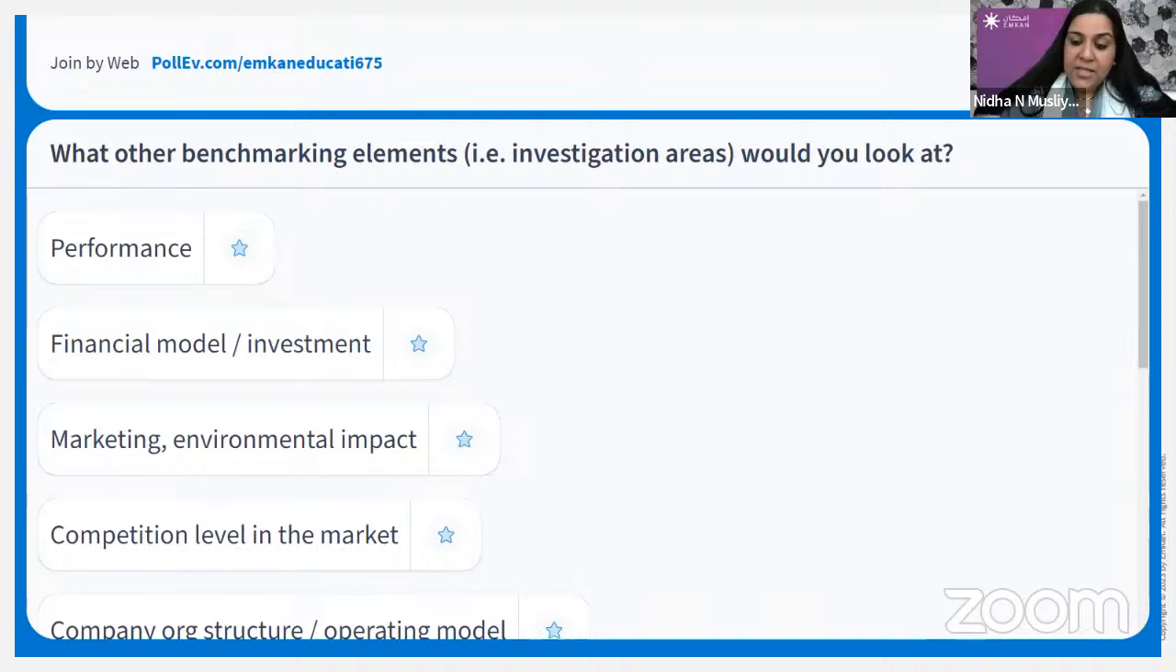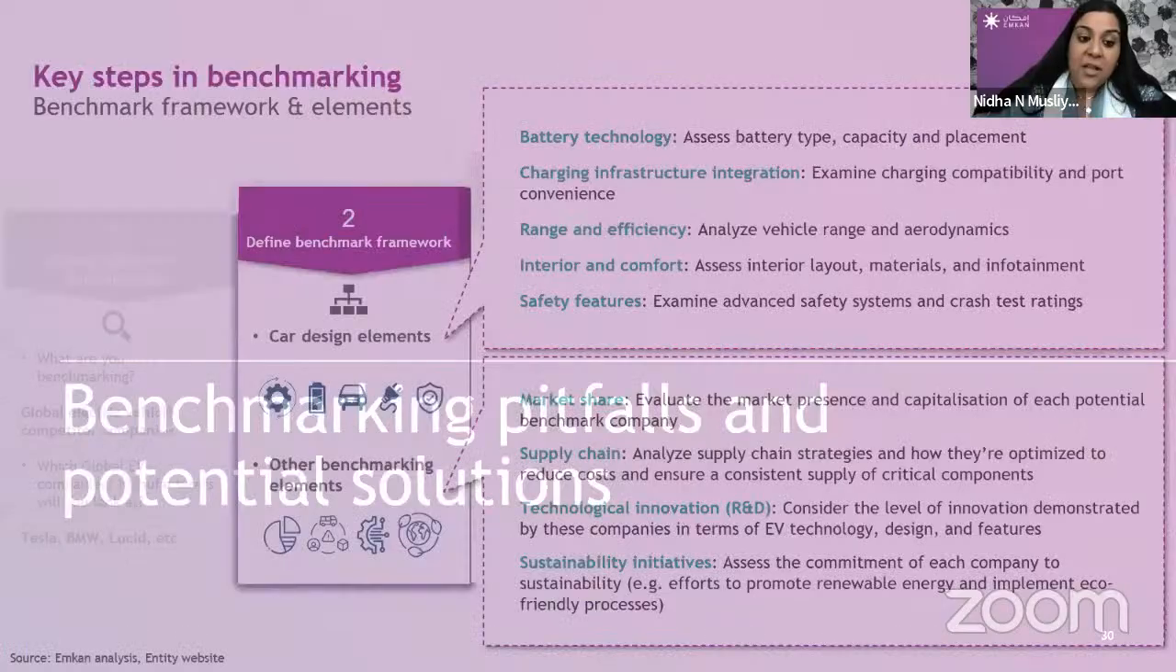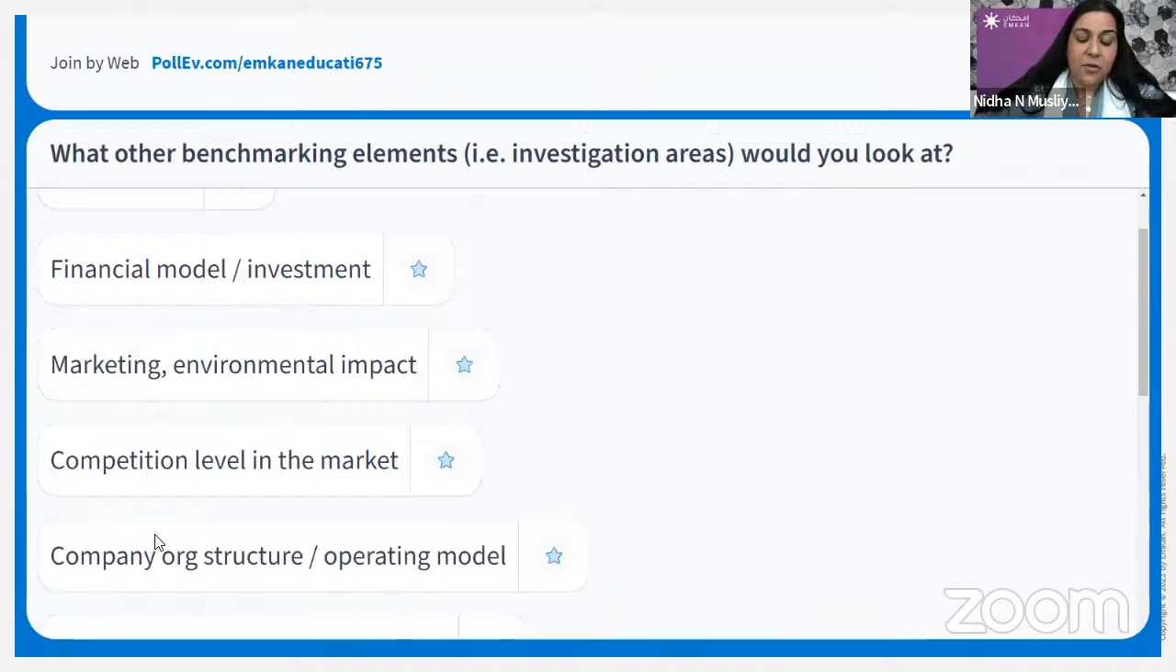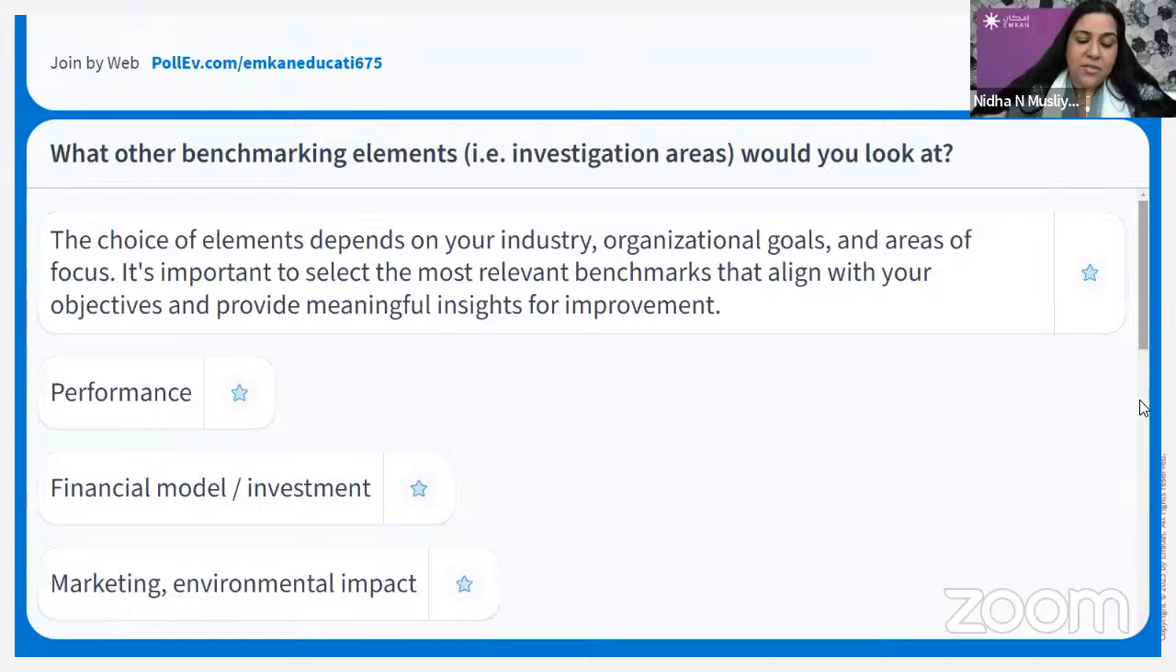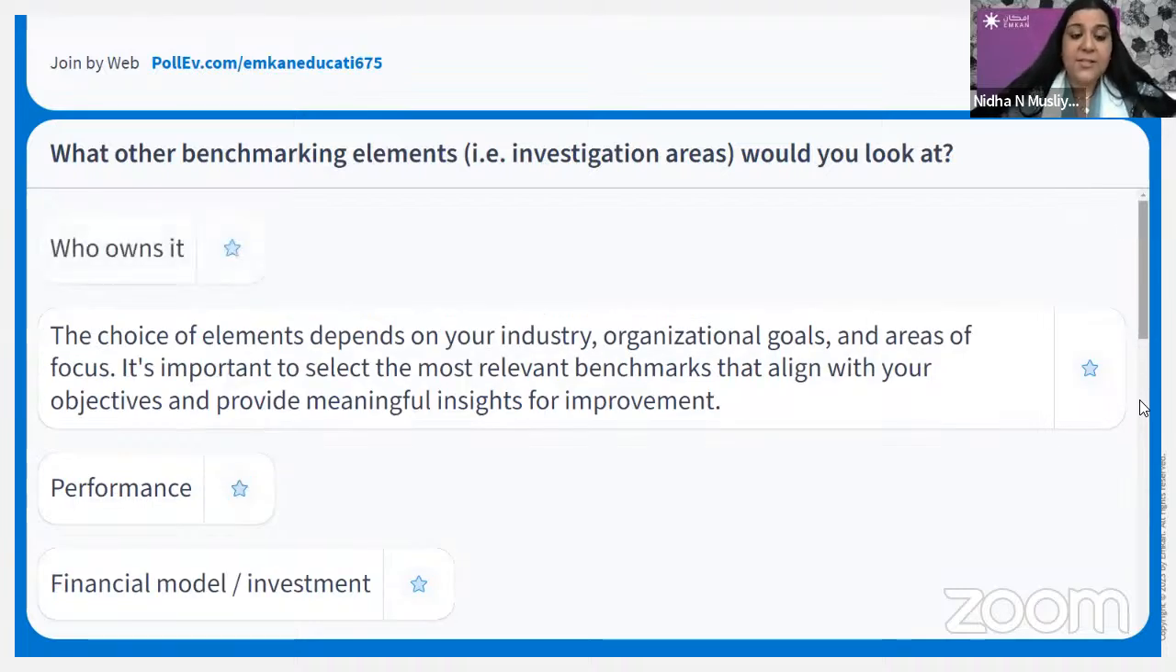Financial model investment, yes, that is very much linked into R&D, research and development. So what are some aspects that you'd have to look at? That would be very important because you'll put a lot of money in to develop these technologies, and you'll need to understand what other companies are doing. So those are industry organizational goals, and it's important to select the most relevant benchmark. Yes, exactly. The objectives, and so you have to make sure that when you define the benchmarking framework, it is very much aligned to your client's aspirations, goals, etc. And who owns it? In terms of ownership, yes, if it's public or private, that also has implications on how you design the strategy.